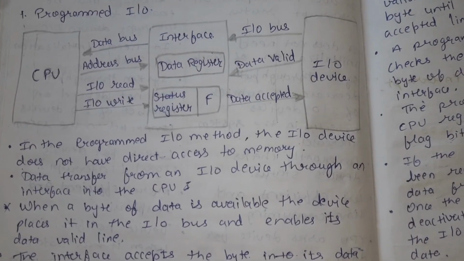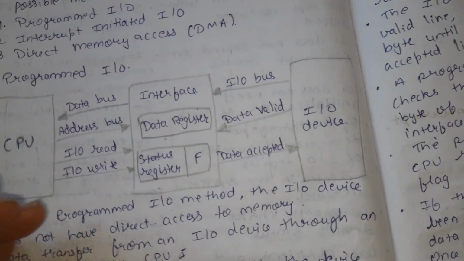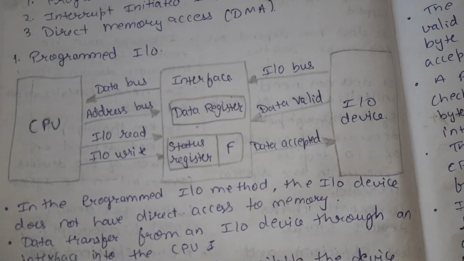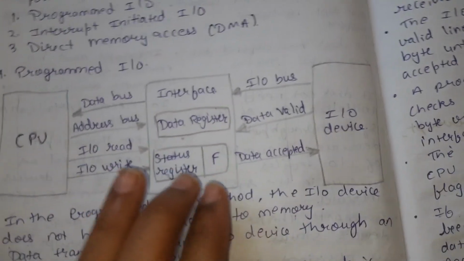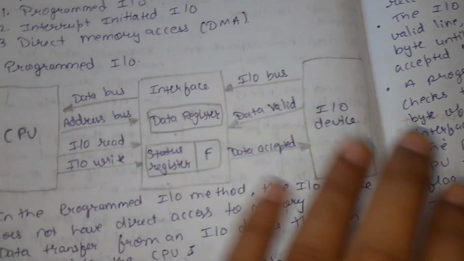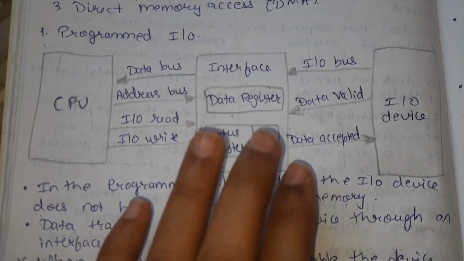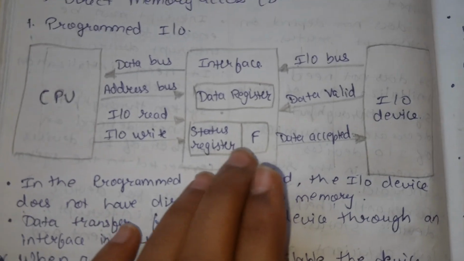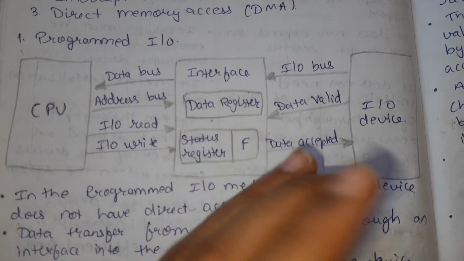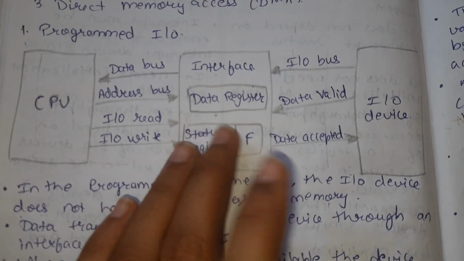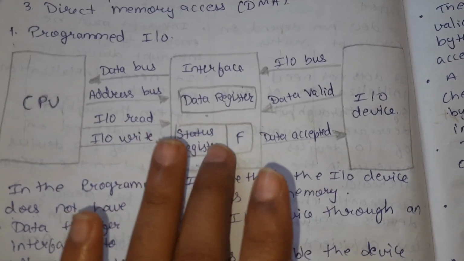In that you need to draw the diagram like this, and this is very easy. From the diagram only you can write the description part, but you need to remember the diagram very properly. In it there is one CPU, an interface, and an input output device. In the interface there will be one data register and a status register, false or true. The data register is for handling the data input and output, and the status register indicates whether the data is delivered or not. If delivered, then it will be true. If not delivered, then it will be false.